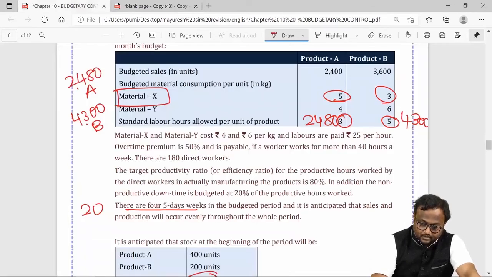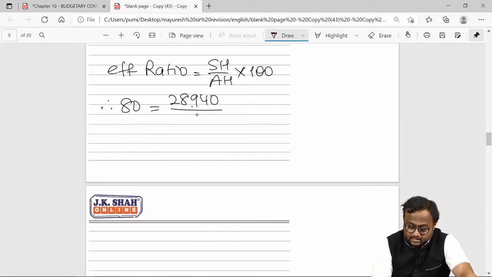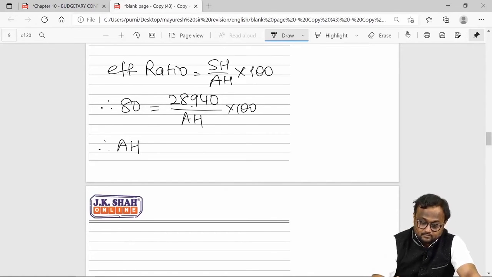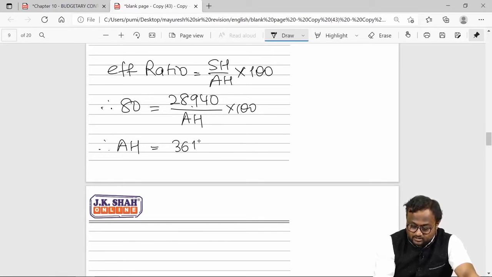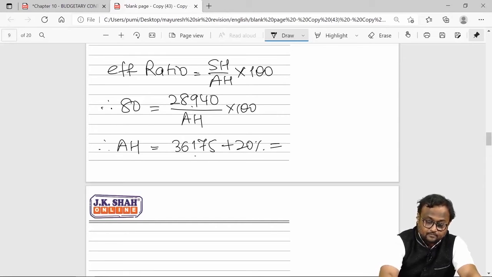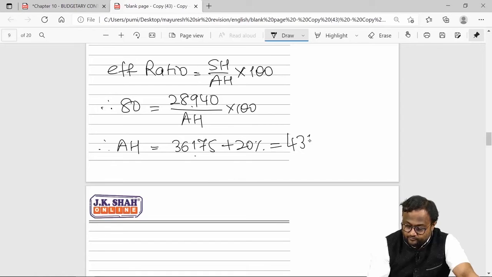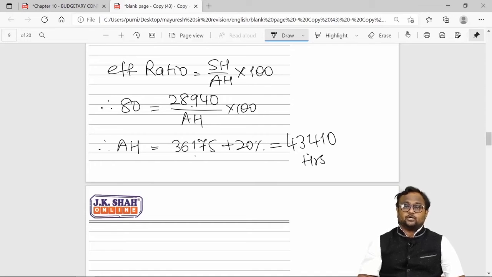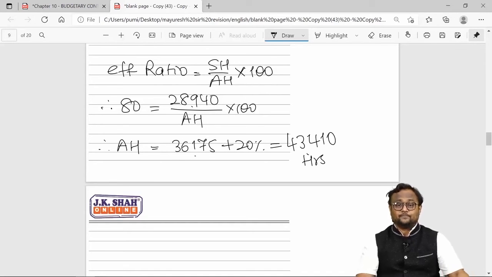Array 24, I'll show you, 2480 into 3 and 4300 into 5. So 28,940 hours is the standard time. The team is 80% efficient. That means definitely the team will take more time to complete the work. No, that comes to 36,175, and you are anticipating some 20% downtime also. So 43,410 hours will be my total requirement of producing 2480 units of A and 4,300 units of B.